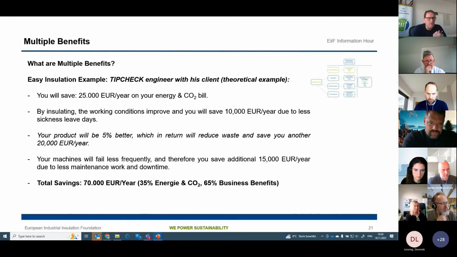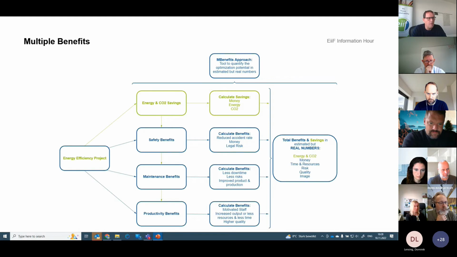So I think also a very, very interesting standard to come. We also made a quick graphic here where you can see that the energy efficiency project, of course, like always, energy and CO2 savings are included, and you can calculate that. But then we will have, sorry, that was clicking. So you will have some safety benefits, some maintenance benefits, some productivity benefits. And if you calculate it all together, you see, like in the example before, very concretely that maybe the biggest amount doesn't come from the energy savings, but from the other benefits.